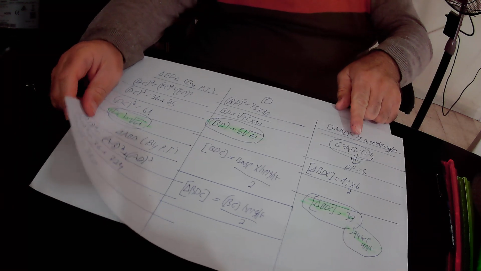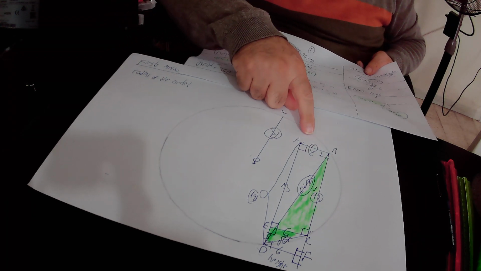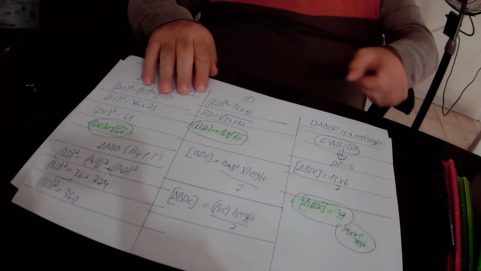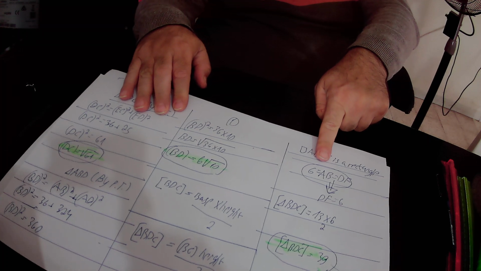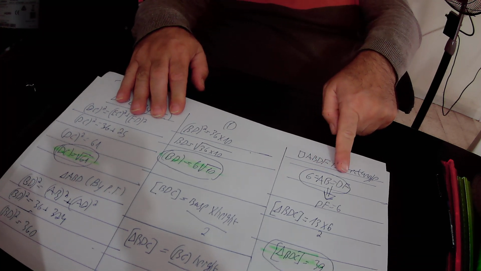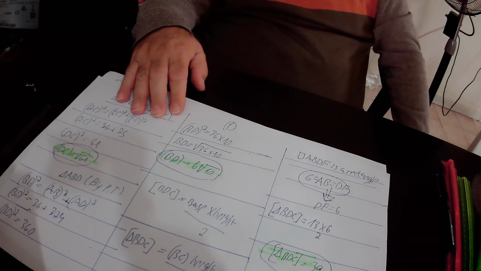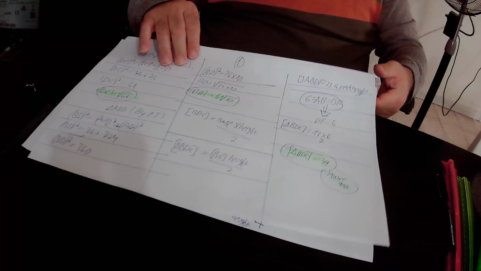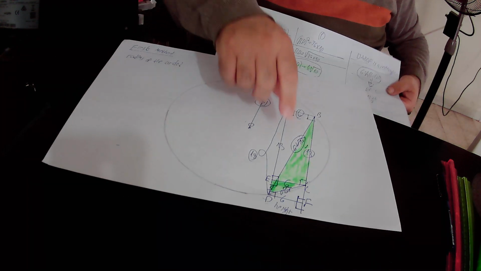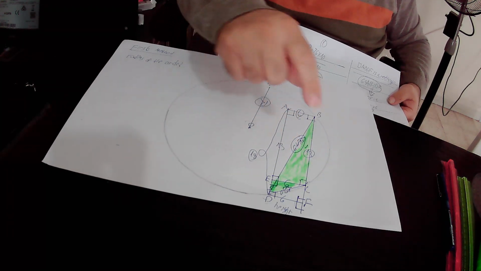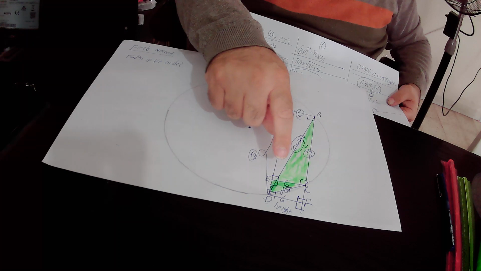AB equals DF, but it is given that AB equals 6 units. From the equation 6 equals AB equals DF, we conclude that DF is also equal to 6 units. Okay? DF equals 6 units, that is to say the height to the base equals 6 units.